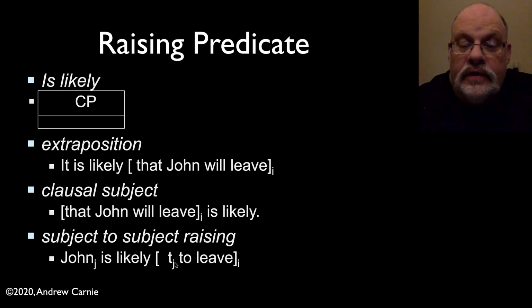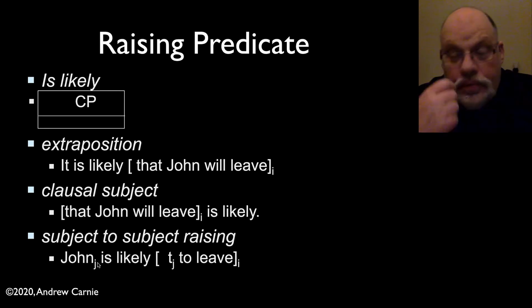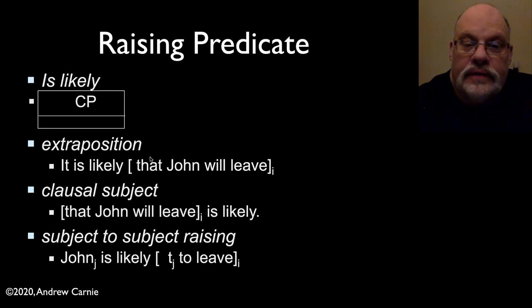So John starts here and it moves up here. John does not get a theta role from "is likely." It's not consistent with the theta grid, but it does get its case in this position. And the EPP is satisfied as well. So raising predicates, subject to subject raising predicates, have these three different constructions that are possible. And they're possible primarily because there's only a single argument, which is the clause. And then the subjecthood relationship, the EPP, if you like, is realized in three different ways.